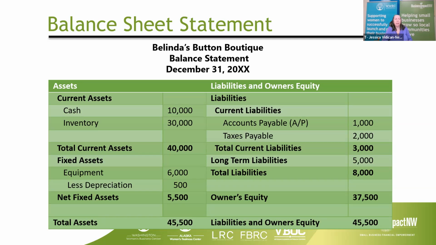Now on the liability side, you have your accounts payable, which is $1,000, your taxes payable, which is $2,000, making your total current liabilities $3,000. Your long-term liabilities are $5,000, and that gives you a full $8,000 in liabilities. And when you combine that with your owner's equity of $37,500, you get that $45,500. And so the total assets have to equal the liabilities and owner's equity.